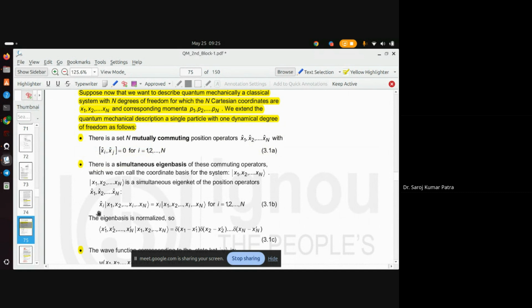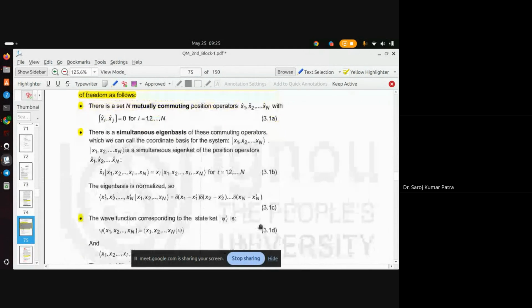If I operate with x_i cap, which is the position operator, on the state, it will give me the value x_i, the position of the particle, right? The eigenbasis is normalized. That means what? If I take the bracket of x1 prime, x2 prime up to xn prime with x1, x2 up to xn, it will be delta(x1 minus x1 prime), delta(x2 minus x2 prime), like that. So this is the condition, right? This condition is basically signifying that these x1, x2 up to xn are mutually orthogonal.